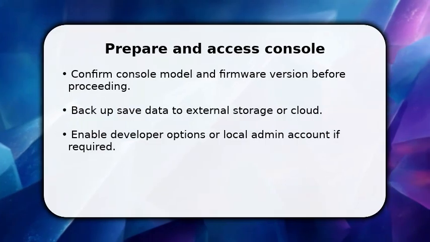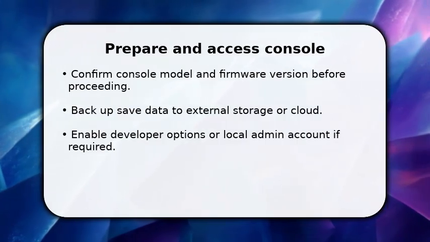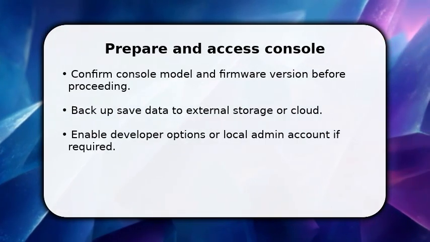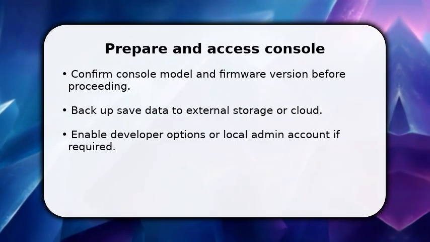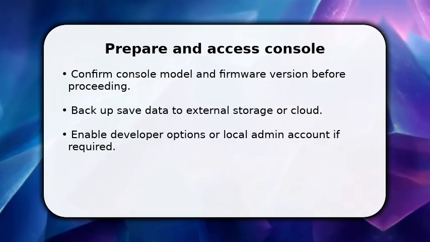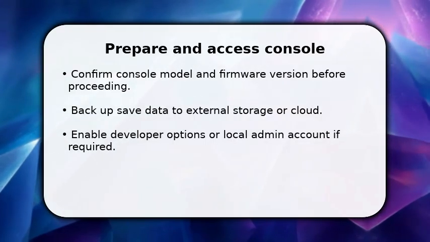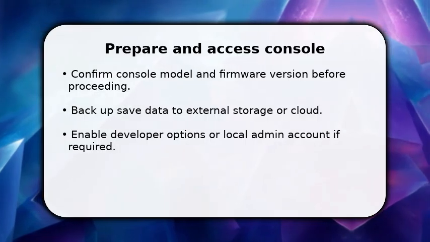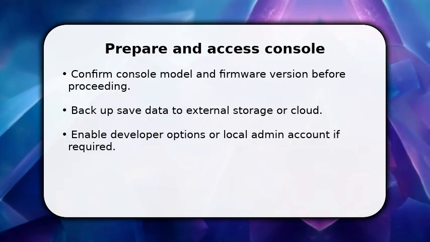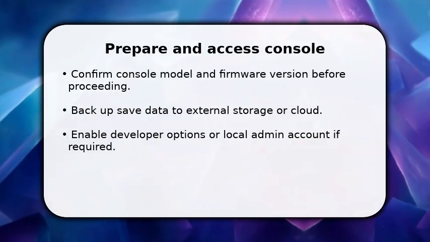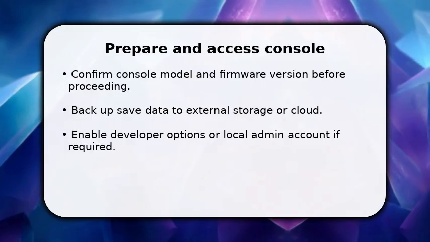Verify the console model and firmware so you know which procedure will apply. Once confirmed, back up all save files to external storage or cloud to avoid data loss. Next, enable the developer or local admin account required to change system features. Without that access, you cannot complete the disable. You do this early because it prevents roadblocks later and makes the rest of the steps possible.